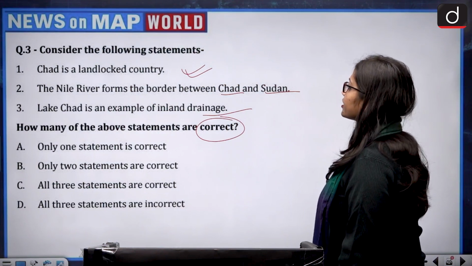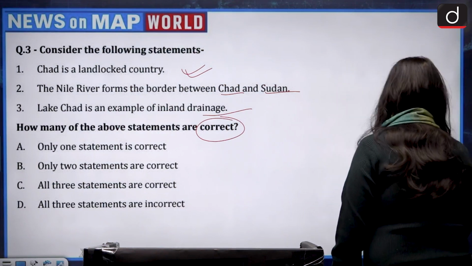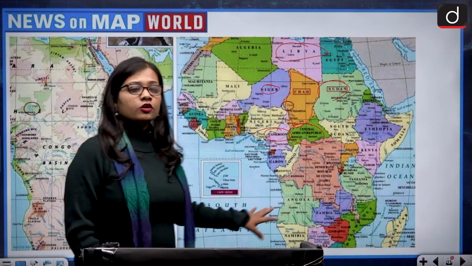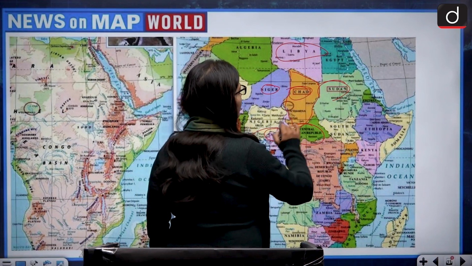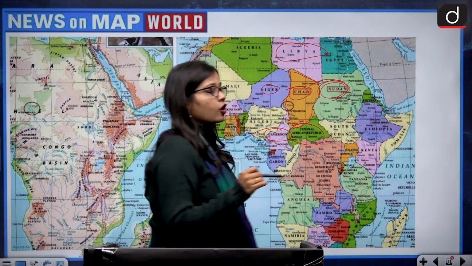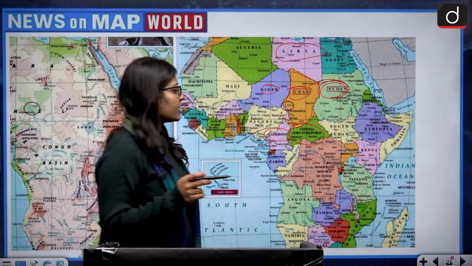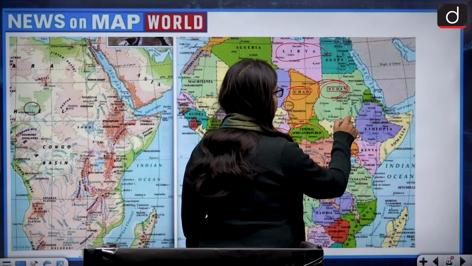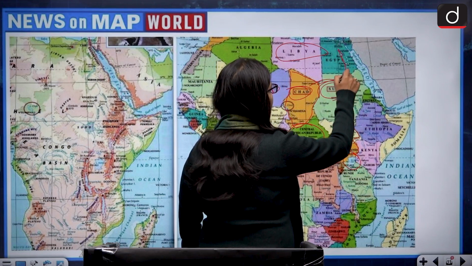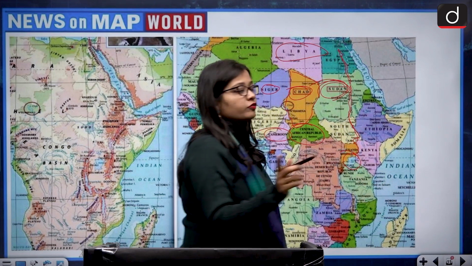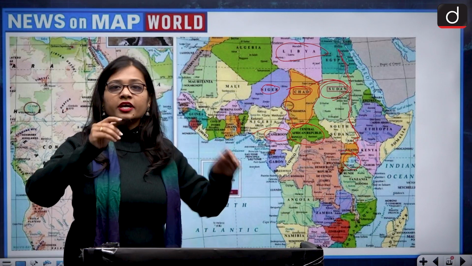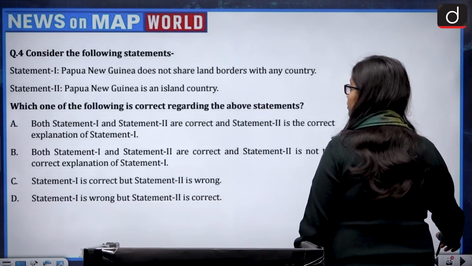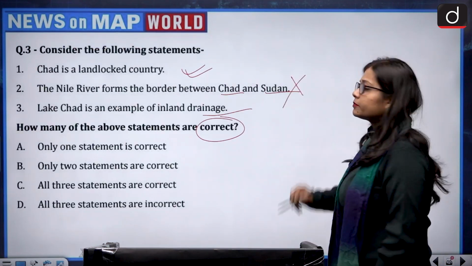Then comes second, that is the Nile River forms the border between Chad and Sudan. If we look at the map of the African continent, this is the country Chad and this is the country Sudan. The Nile River originates from Lake Victoria and keeps moving northward through the country Sudan. It does not form the border of Chad and Sudan. It moves completely through Sudan. So, the second statement becomes wrong.